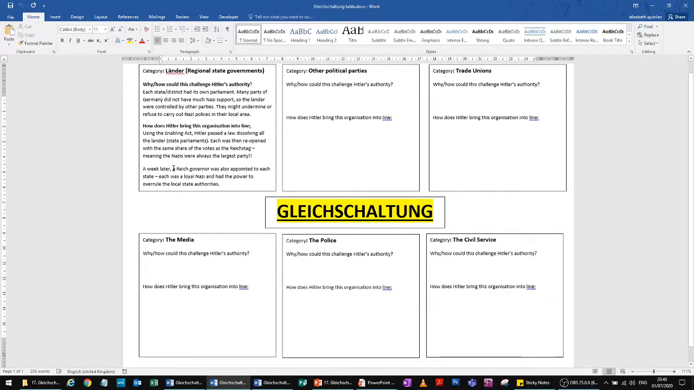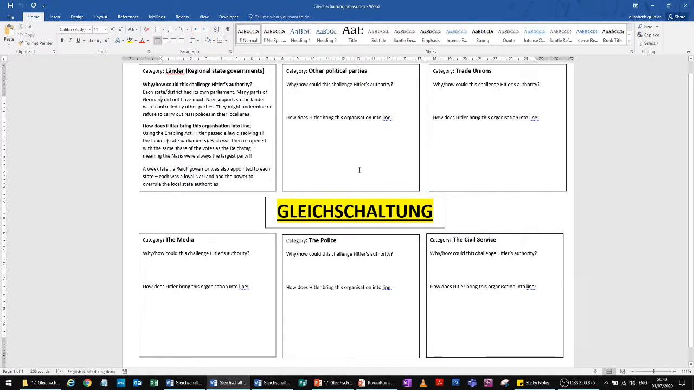Basically, what he does is he dissolves all of them, and then reopens them, but with the same share of votes as in the Reichstag, which means the Nazis are always going to be the largest party. He then sticks a Reich governor, a Nazi, in each of those local governments to ensure they toe the line. So that is one organisation that Hitler Nazifies using the Enabling Act. He passes legislation to make it more Nazi, to remove any hope of it opposing him.